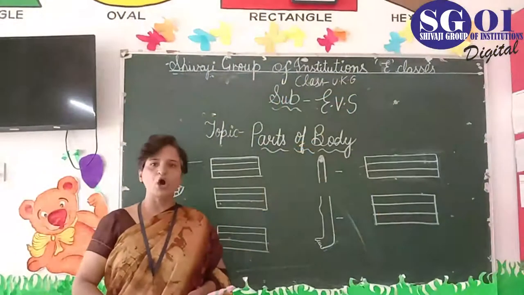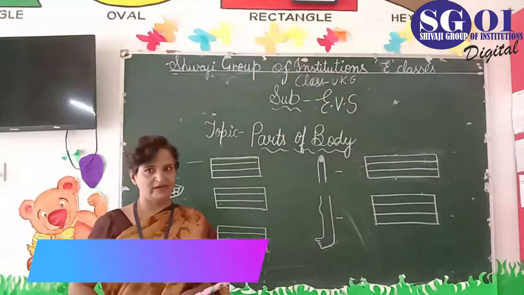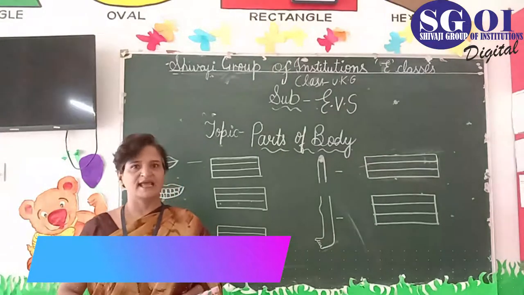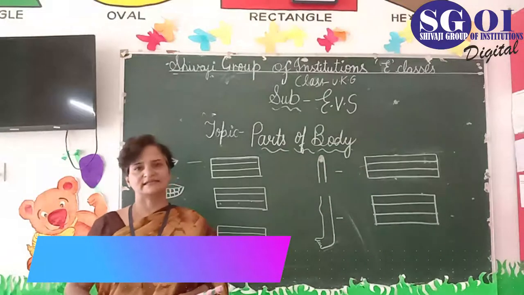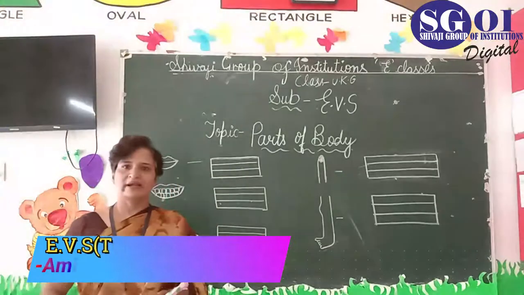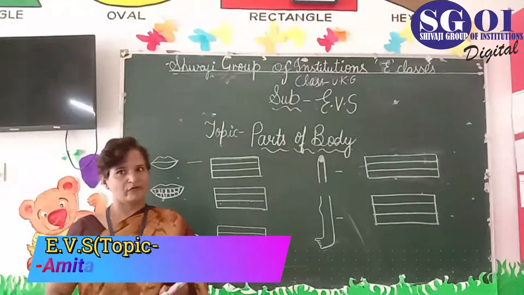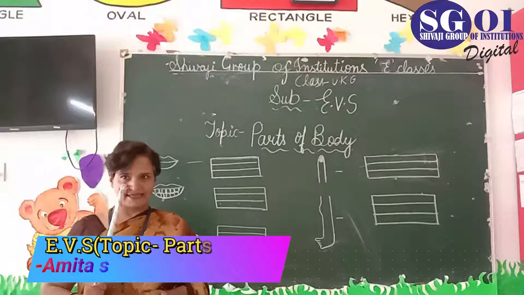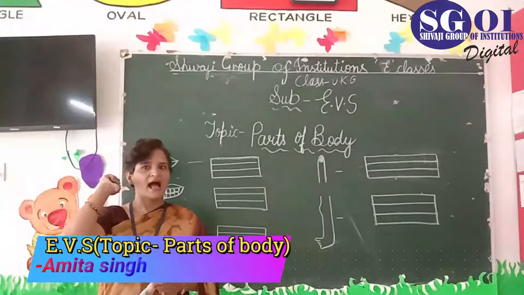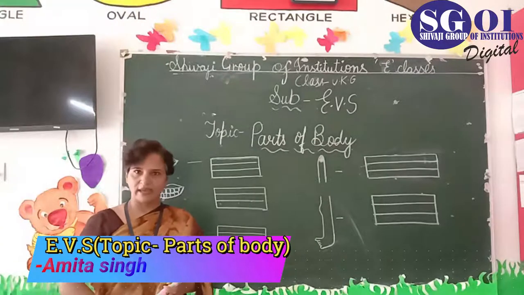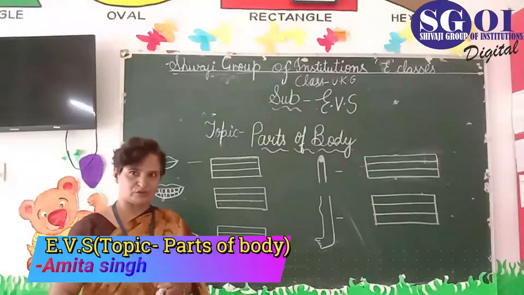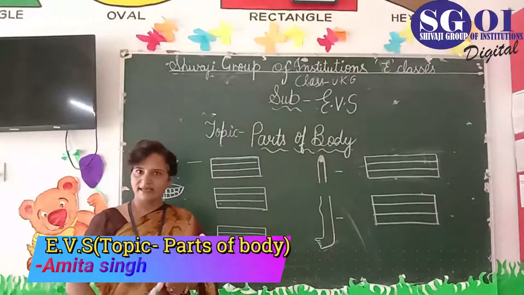So students, this is your EVS period, it is your fourth period. For that, you have to take out your EVS notebooks first and take out the page where it is written parts of body, okay. We have already learned a few parts of body before. They are eyes, nose, ears, head, okay, and legs. Okay, now today we will do a few more words, okay.